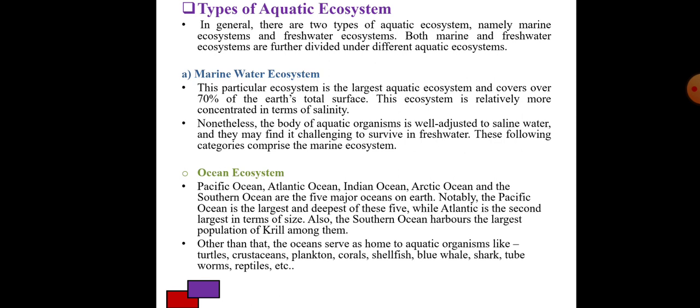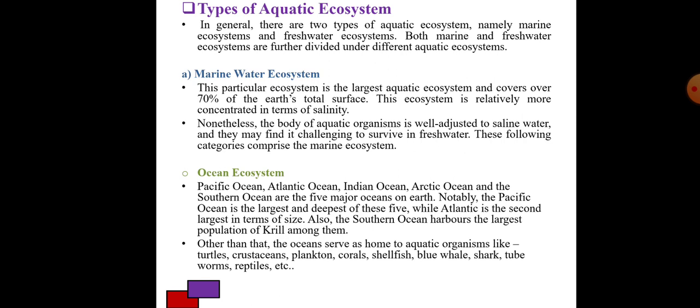So firstly marine water ecosystem. This particular ecosystem is the largest aquatic ecosystem and covers over 70% of the earth's total surface. This ecosystem is relatively more concentrated in terms of salinity. Nonetheless the bodies of aquatic organisms are well adjusted to saline water and they may find it challenging to survive in fresh water. These following categories comprise the marine ecosystem. Then the subtype of marine water ecosystem is the ocean ecosystem.